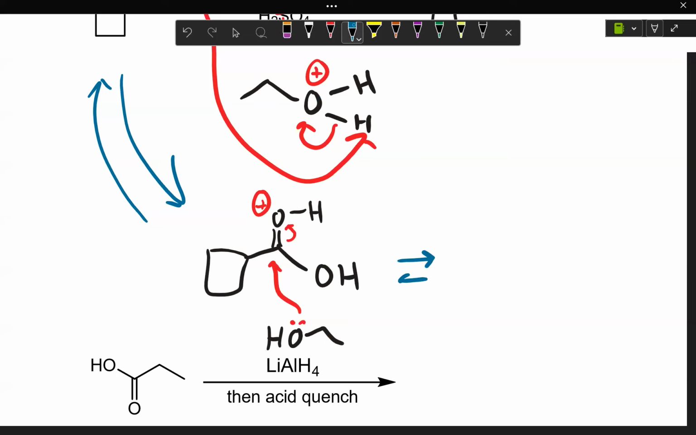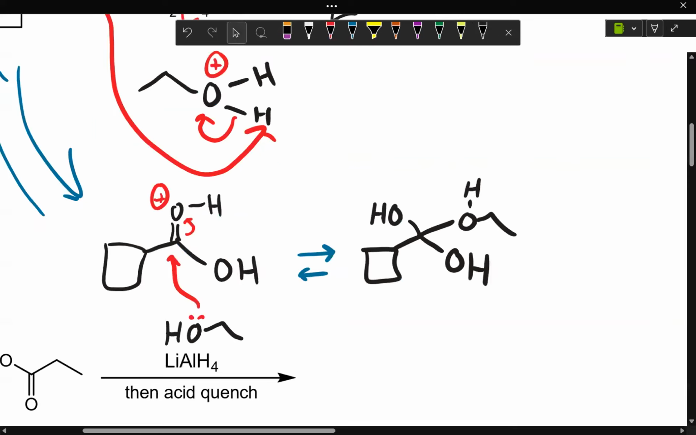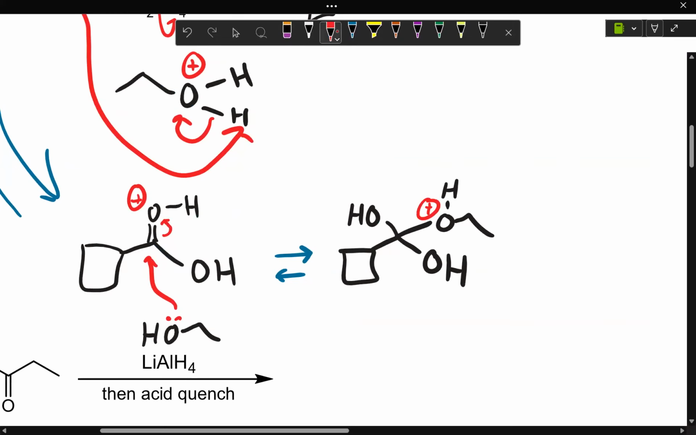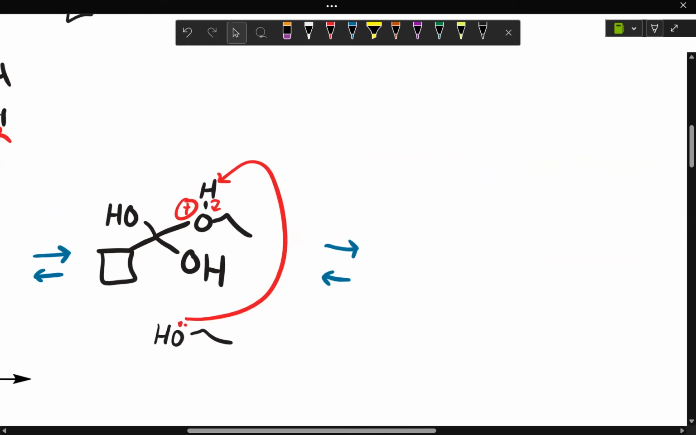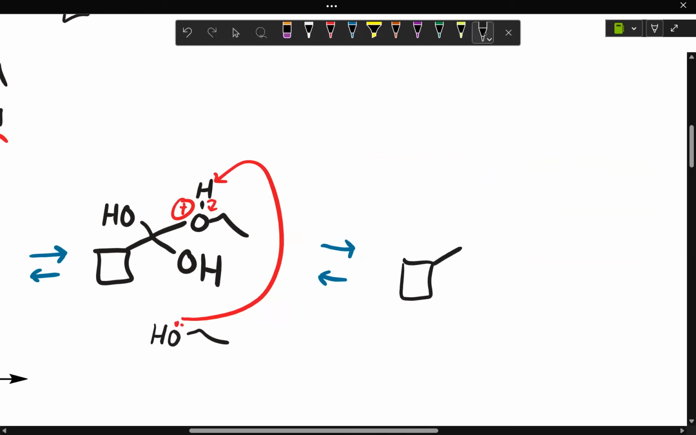And let's show the result of that. Now we are going to have an ethanol with a positive charge and 2 hydroxyl groups. How do we get rid of the positive charge? Deprotonate using another ethanol. And that is going to give us a neutral molecule.